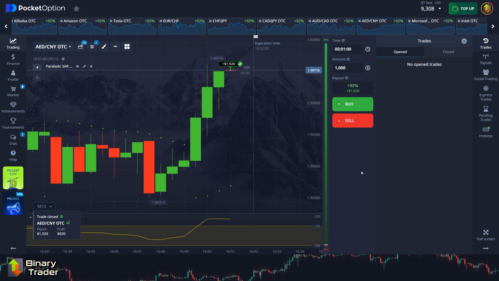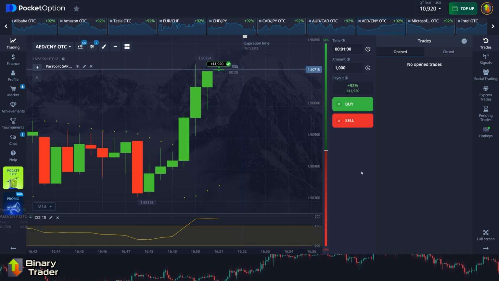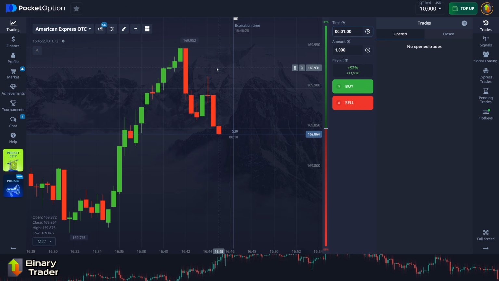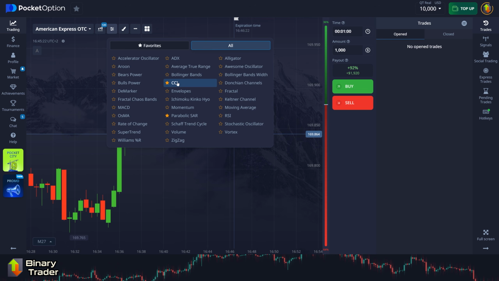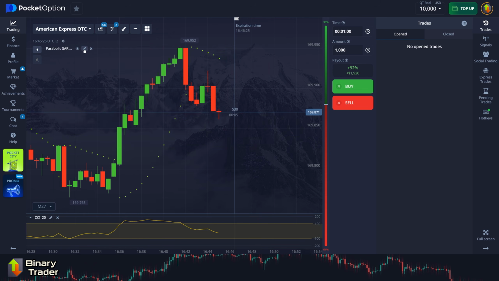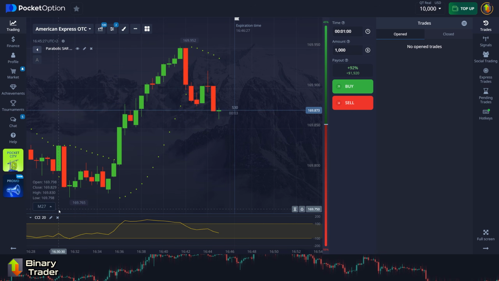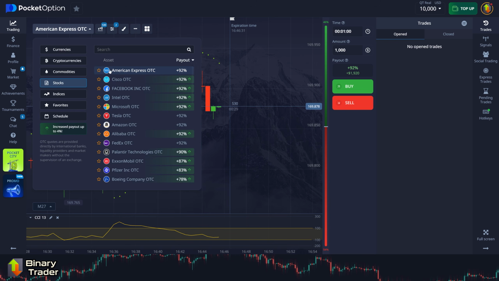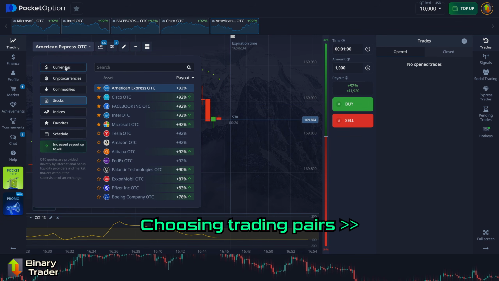If you're new to this, don't worry. I'll explain the basics as we go. I use 30-second candles and 1-minute trade duration. Among indicators, I add CCI and Parabolic. For Parabolic, I use the default settings. For CCI, I set the period to 13. I choose pairs with favorable payout conditions.